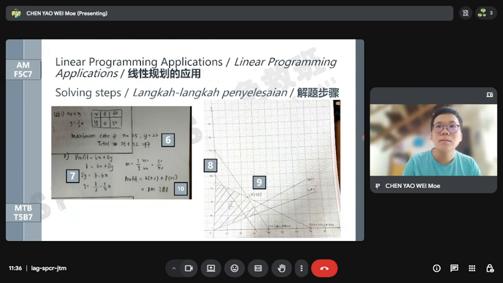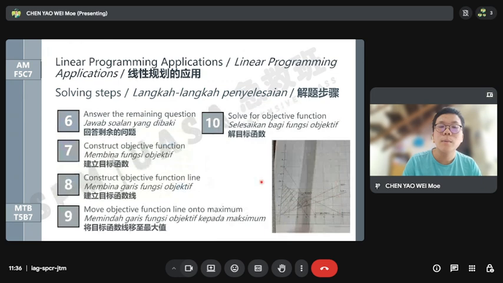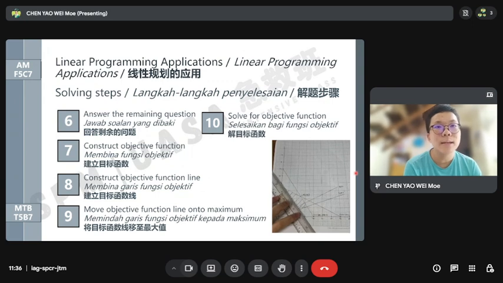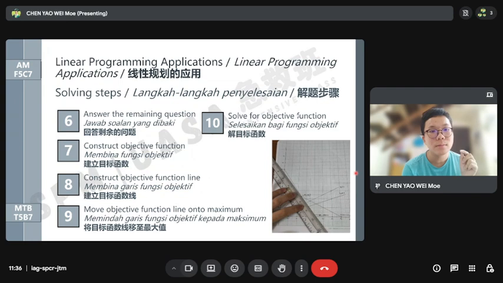What is the use of the objective function line? We see the video here. First thing, I will put the ruler on the objective function line, and I will move the ruler until I touch the maximum, because we say maximum. So I need to move the ruler to the maximum part so that I can find the maximum profit. Then solve for the objective function. So I can get the final answer: the profit will be 300 ringgit more. 300 ringgit more lah.